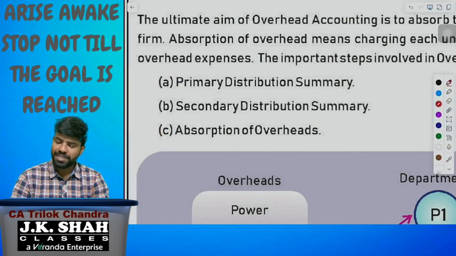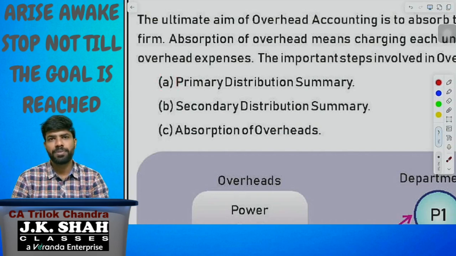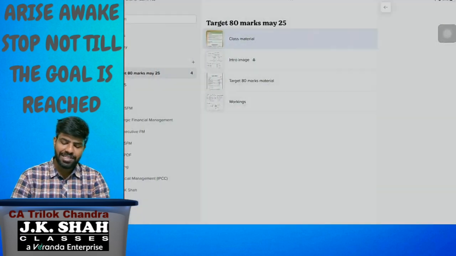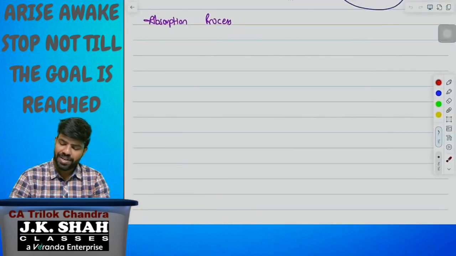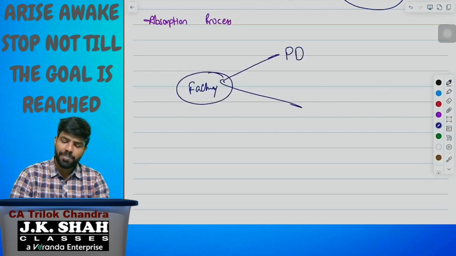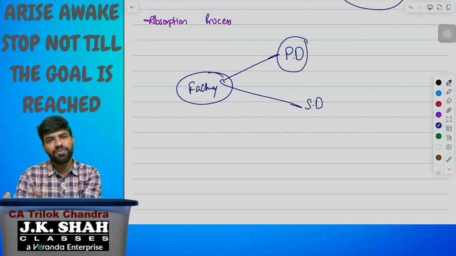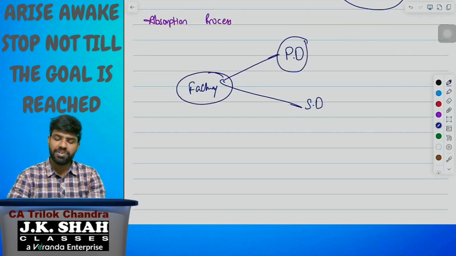Before proceeding for the further discussion, in case of primary distribution summary, first we need to classify the factory into two types of departments: production departments and service departments. What is this production department? It means the department in which they carry on the activity relating to the main product.